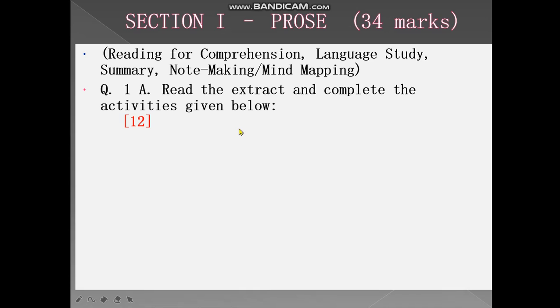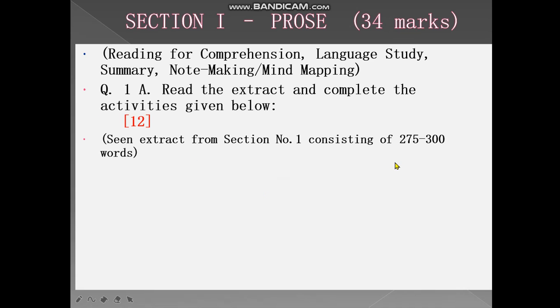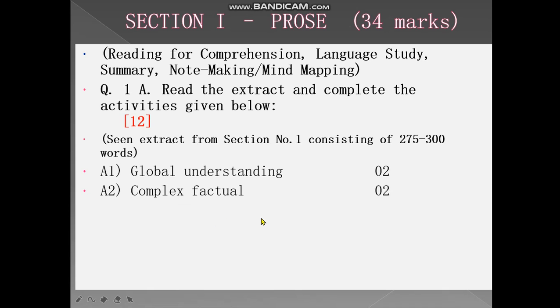So they would offer you one extract, a textual extract from the textbook, and below that they would offer you activities, and that is for 12 marks. And how many words would be there in that passage? Carrying 275 to 300, that much limit would be there. Then A1, that is for 2 marks. So A1 activity is called global understanding. I will definitely explain what is meant by global understanding, but let me tell you the formatting first.